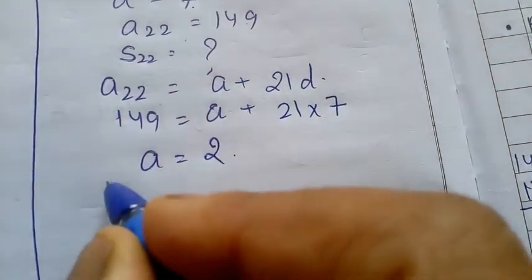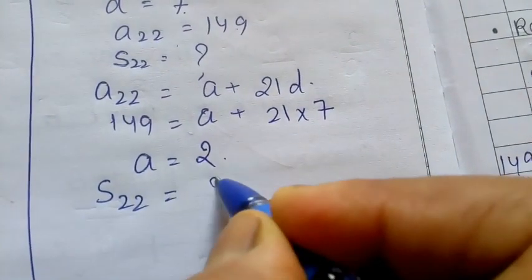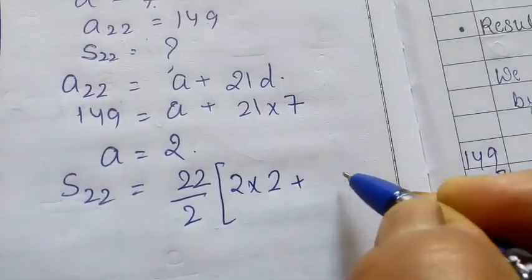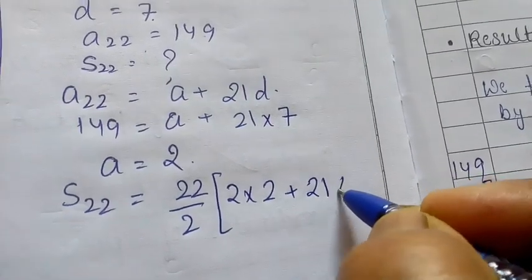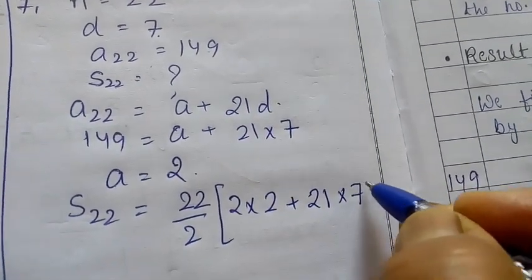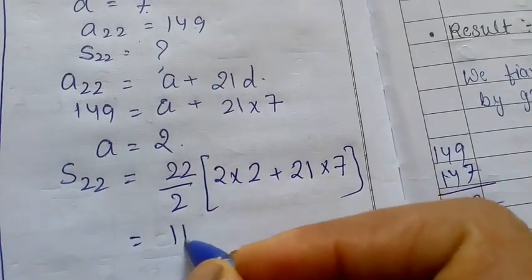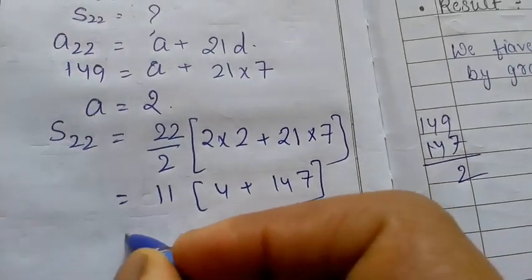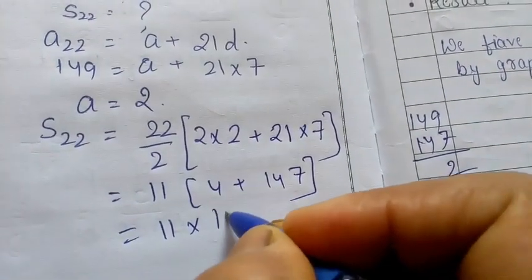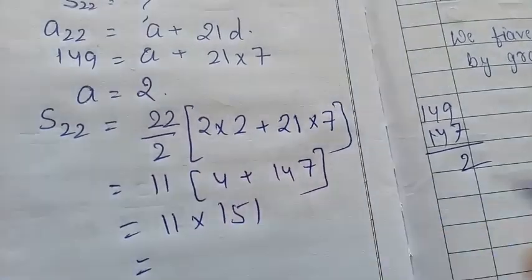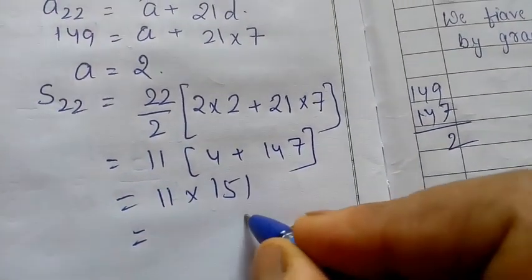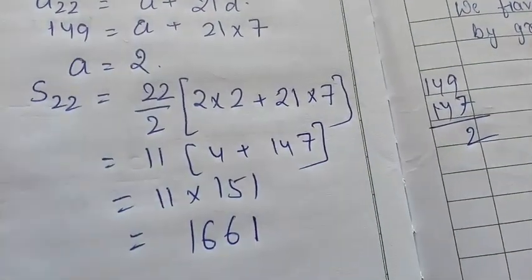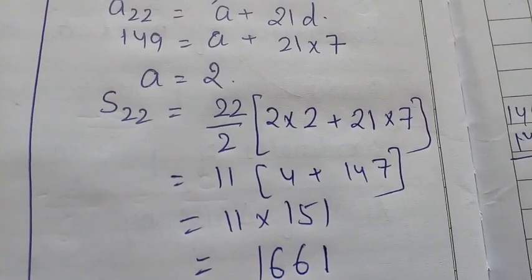And find the sum of 22 terms. It means n equal to 22, n by 2 into (2a plus (n minus 1), it means 21, into d, d is 7). Now solve this equation, you will get 11 into 151. Multiplying this, the answer is 1661. This is the answer of question number 7.